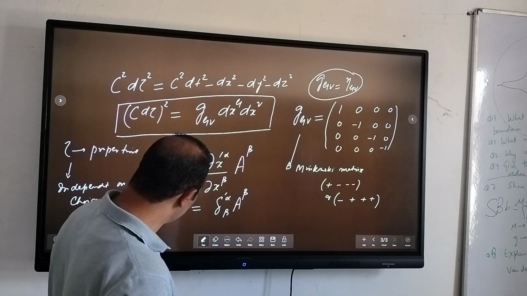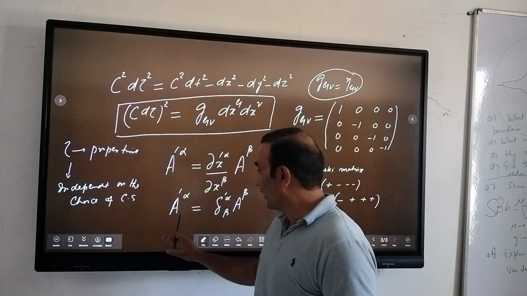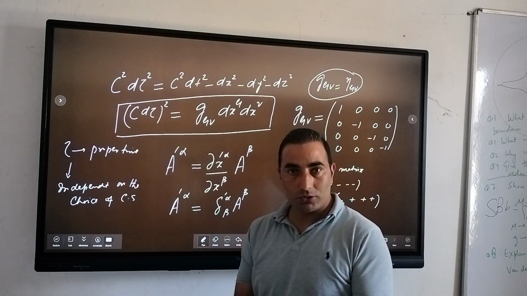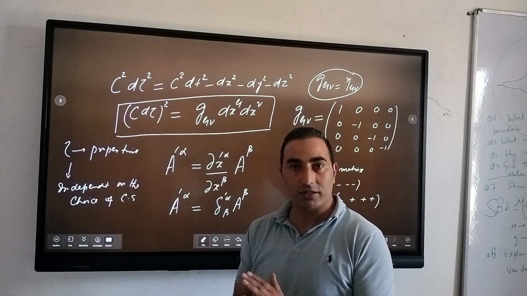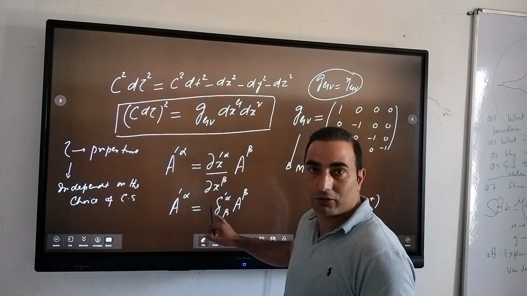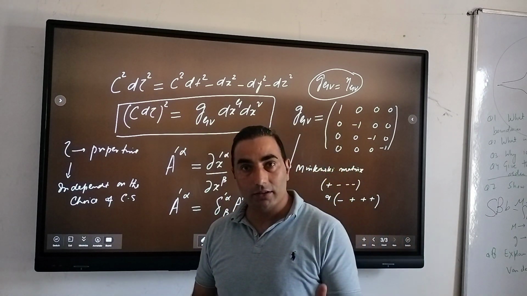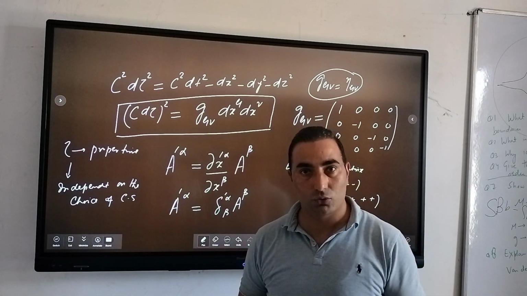Now, my question is: for any vector, if we want to transform that vector from one frame to another frame, it should transform like this with some transformation matrix and this over that canonical delta, and you should get the same value, right?